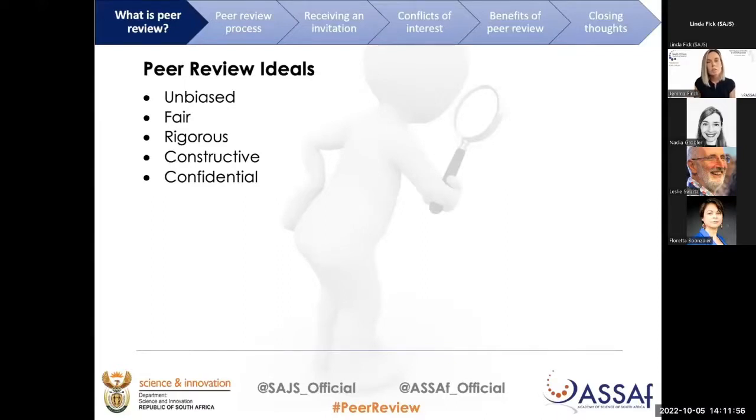So in an ideal world, we would want the peer review process to be fair and unbiased, to be scientifically rigorous, to be constructive and improve the quality of the research, but always to remain confidential as well. And that last point is not an ideal of peer review. It is mandatory, it's a must. So the peer review process should always remain entirely confidential.